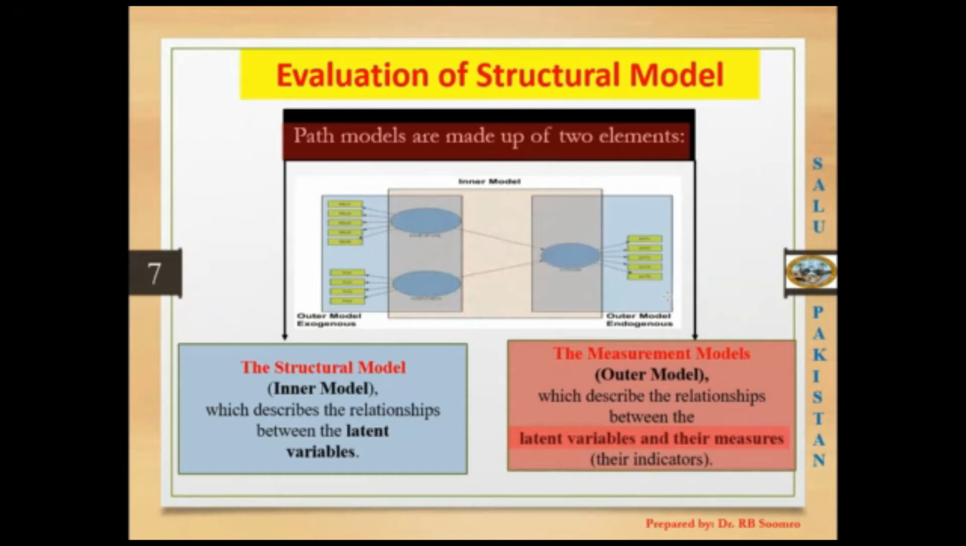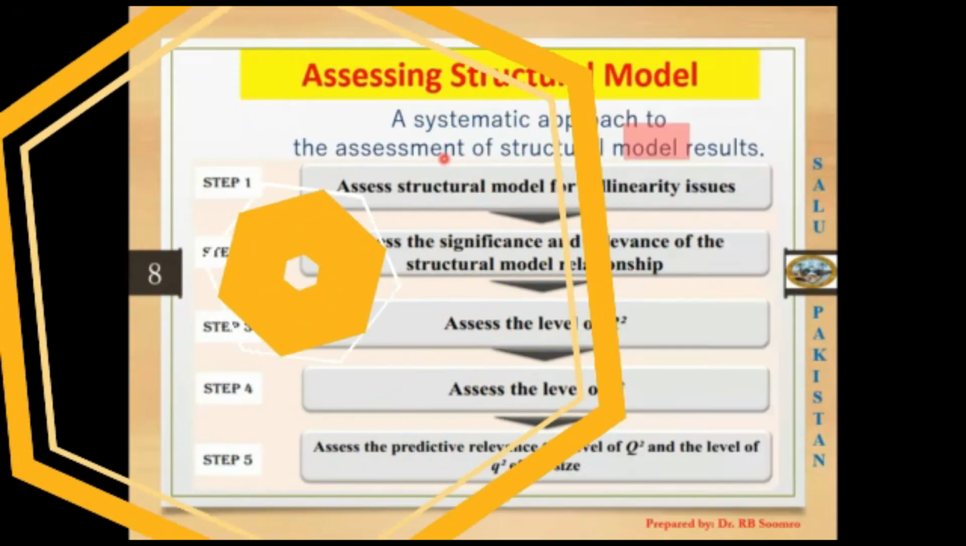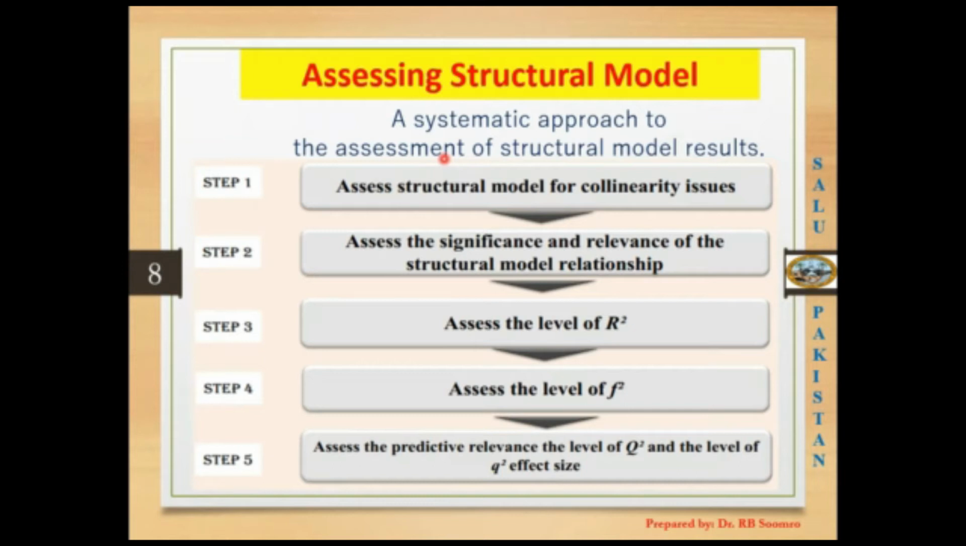So these are the two types of models, the structural model, or path model. There are 5 tools to assess the structural model. Let's discuss these steps one by one. The first step is collinearity issues.